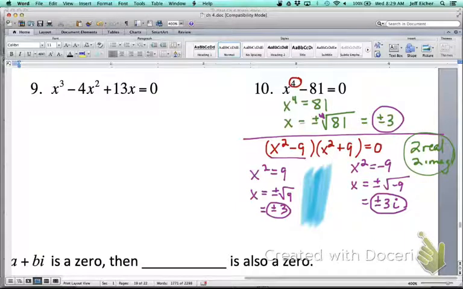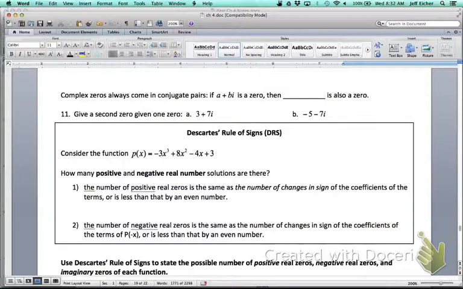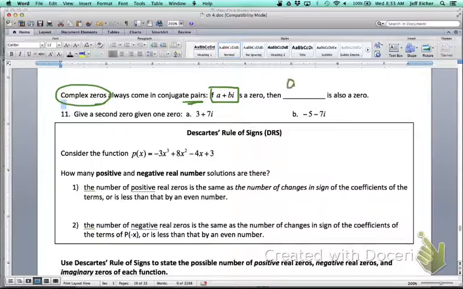That was the first part of class. The second part of class, we're going to be looking at Descartes' rule of signs. Before we get to Descartes' rule of signs, something you may have observed on the previous solution, notice that we had 2 imaginary solutions. Complex zeros always come in pairs, and they are conjugate pairs. So if one of the zeros is a plus bi, then its conjugate, a minus bi, is also a solution. And that's going to be very helpful in the future as we work on these.